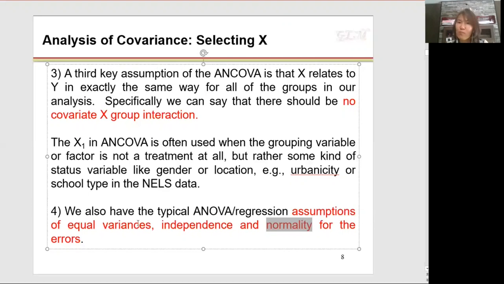So again, the ANCOVA model is a type of multiple regression, so it should include all the multiple regression assumptions. And also, since ANCOVA has been developed from ANOVA, ANCOVA should satisfy the ANOVA assumptions also. This is what it's talking about.